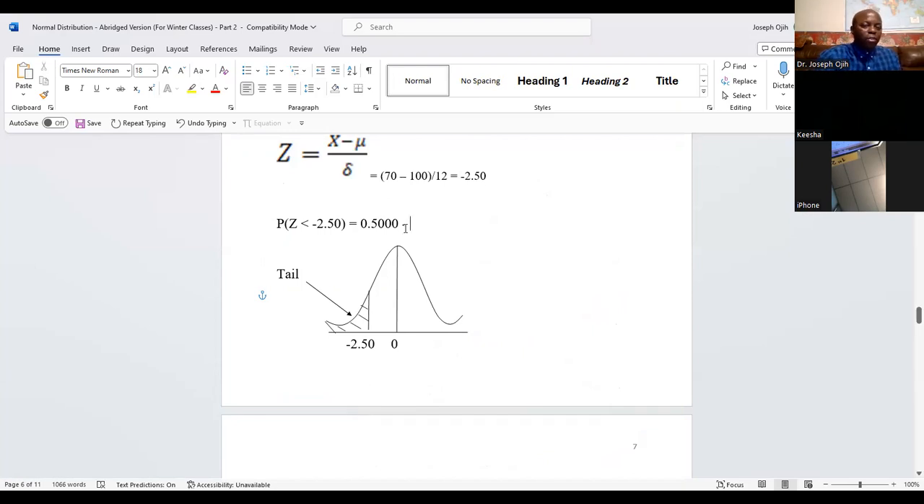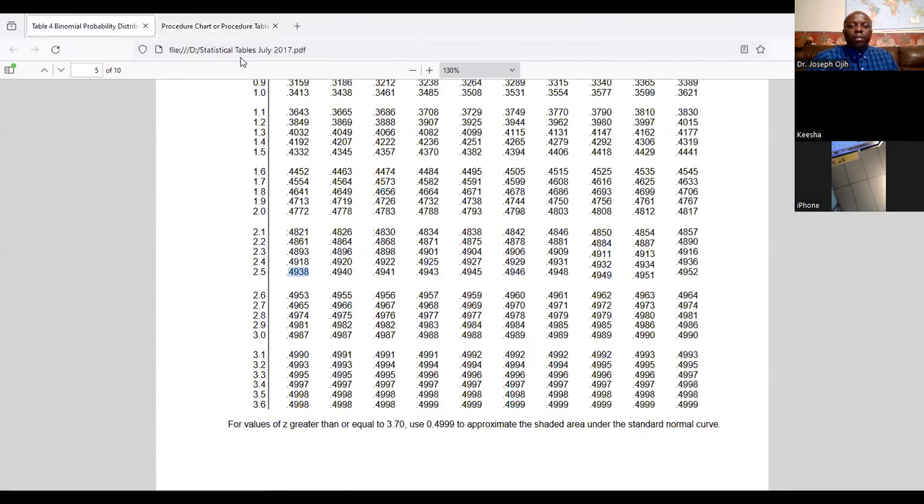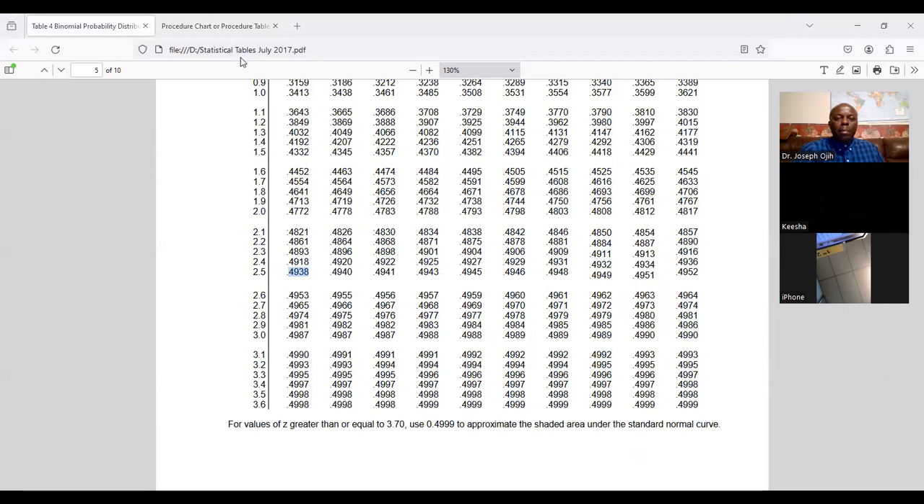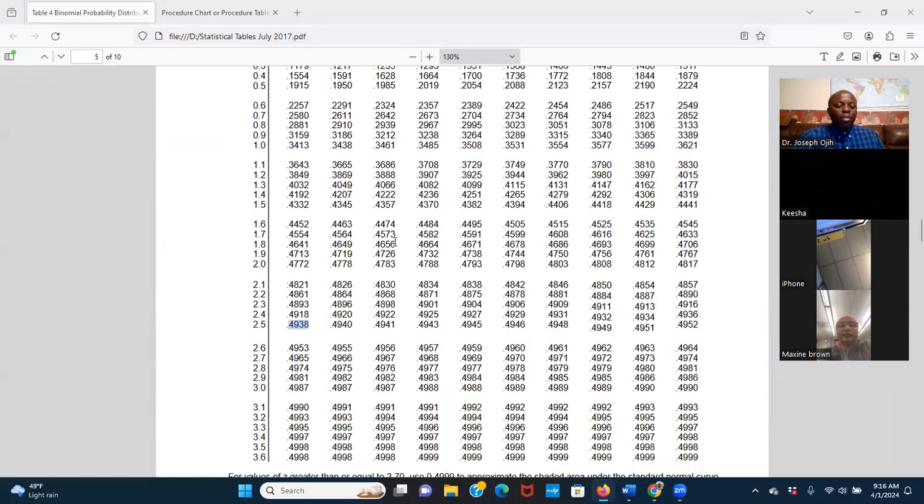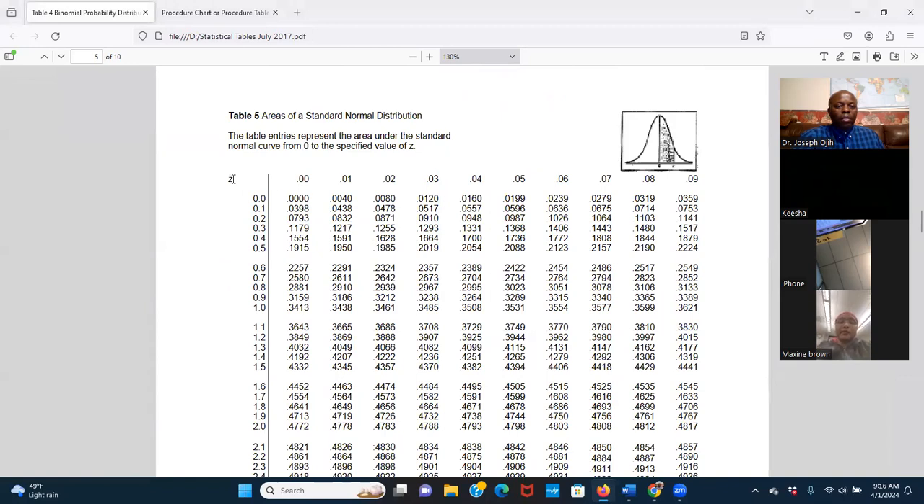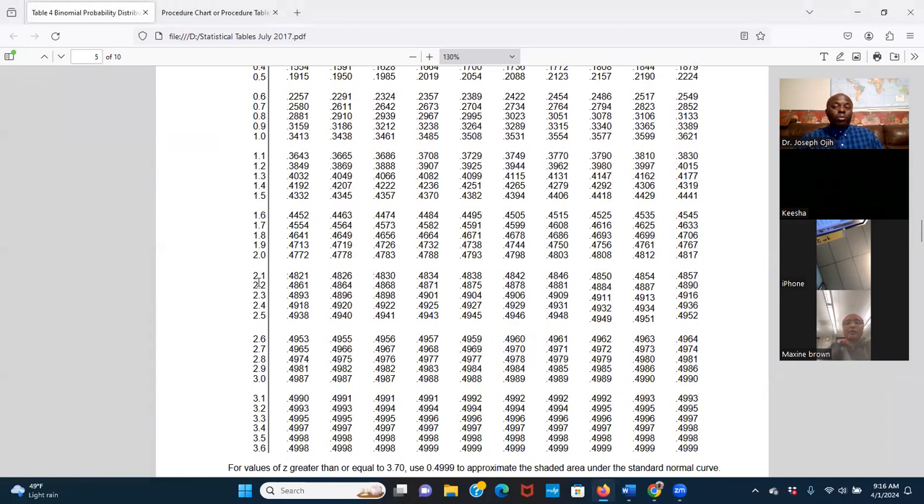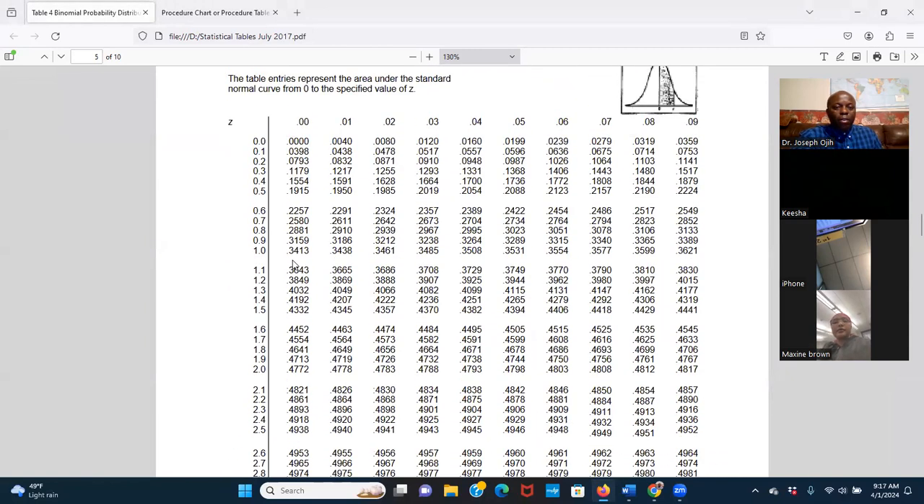Now we can get the result for negative 2.50 from the table. We go to the table of normal distribution and find it from there. It is clearly written, table 5, area of a standard normal distribution. So 2.5, we have it under zero. Remember, the negative sign is to show you that it is on the left side. So if you're using this table, you don't worry about the negative. Just know that it's on the left side. That's all. So we're looking for 2.5 here, which is right here, under zero.